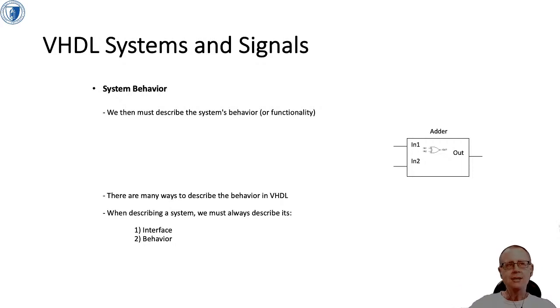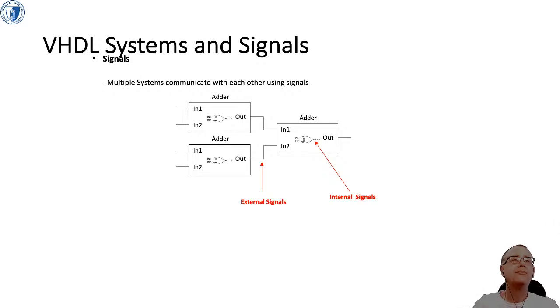So there's two pieces. The first piece is what happens around the periphery, the interface. How many inputs has it got? How many outputs has it got? And then the next piece is the behavior. Well, how do you move from those inputs to those outputs? And VHDL splits those two things between the architecture and the entity, and we'll see how that happens.